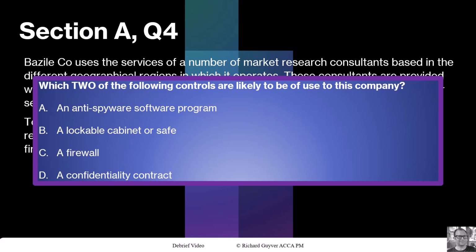C. A firewall, for the same reason that A isn't correct, a firewall is not going to help because they're not on a network. D. A confidentiality contract. We need to get these consultants to commit to keep this material confidential. So the correct answer is B and D.